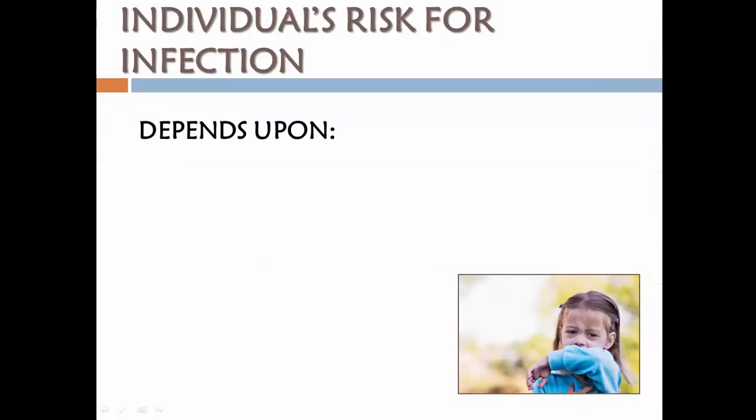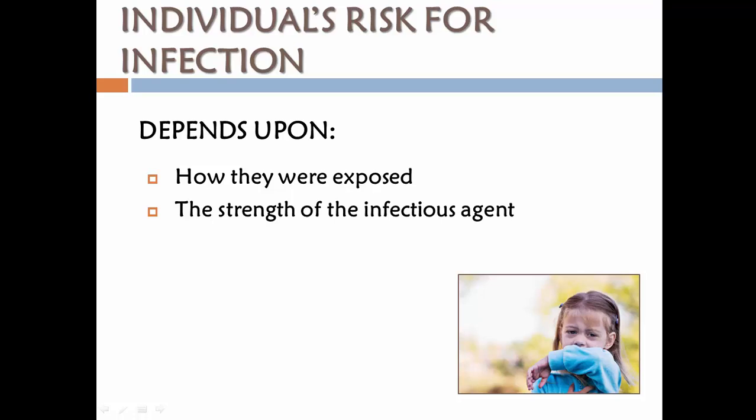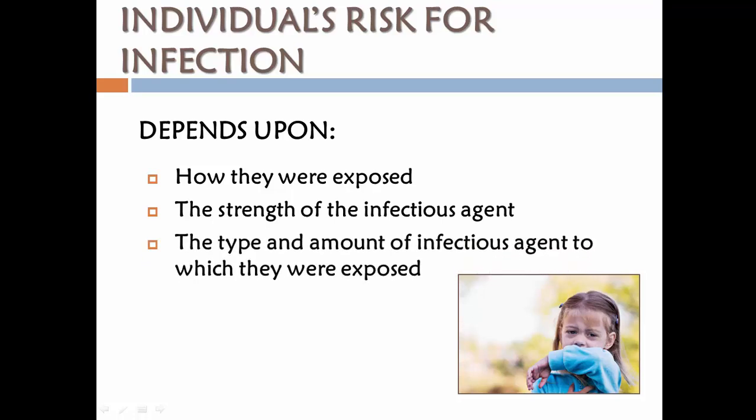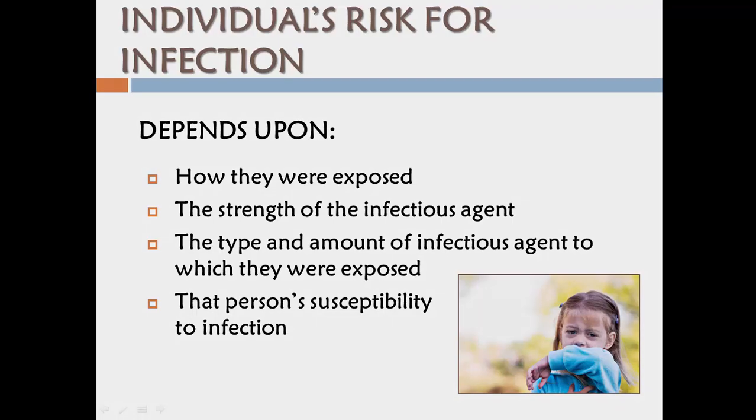An individual's risk for infection depends upon how they were exposed, the strength of the infectious agent, the type and amount of infectious agent to which they were exposed, and that person's susceptibility to infection.